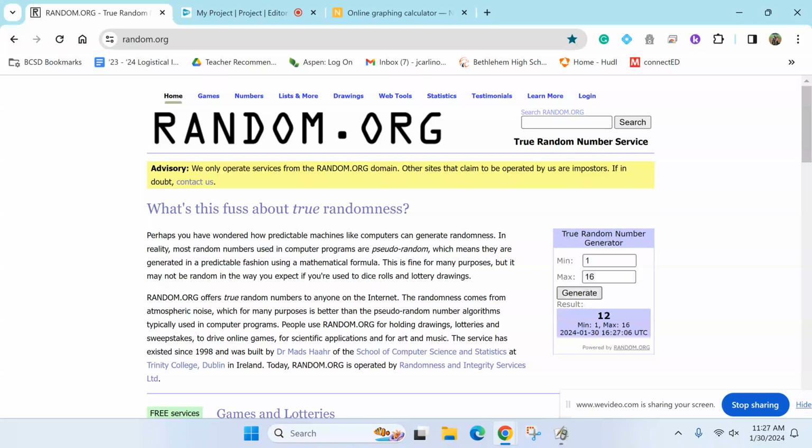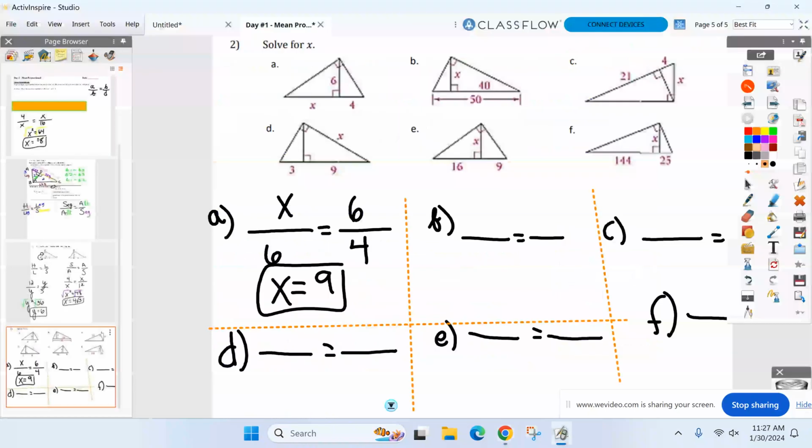$12. Olivia, what do you got for your proportion? 10 over x equals x over 4. Yep. X equals 20. Good. Just check that one, everybody. I know it said 50, but that's the hypotenuse, and I needed both segments because this was a SAS problem. Too bad I didn't call on you coming up here.